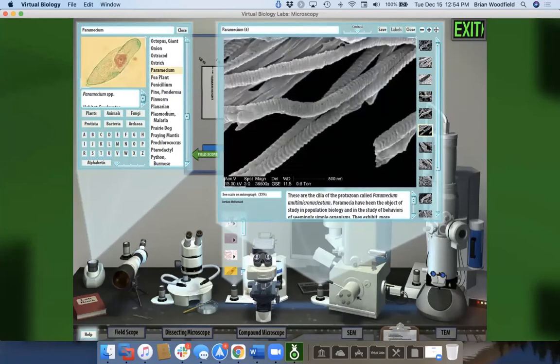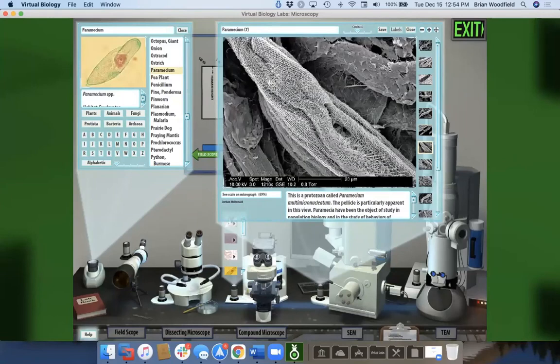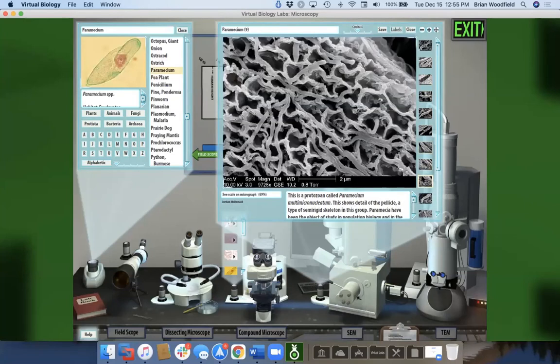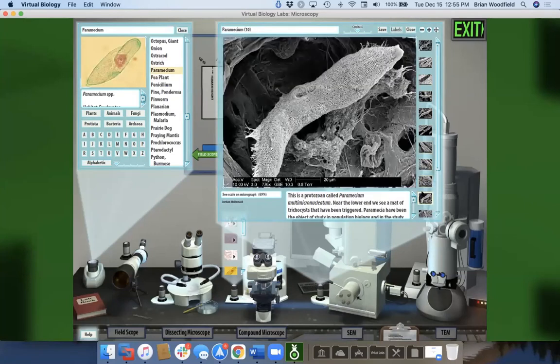How's an SEM different? What does it allow me to do? Well, they're going to be dead when I'm looking at them on an SEM because they're coated in gold. But this is what different microscopes do.